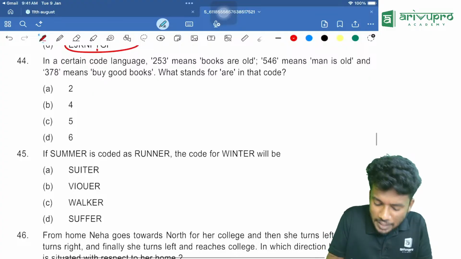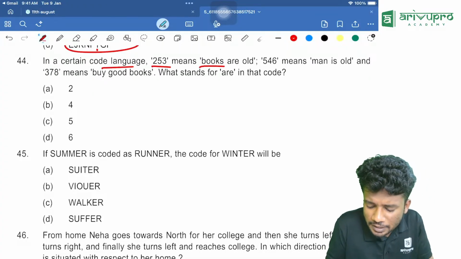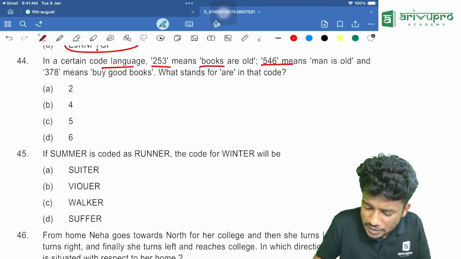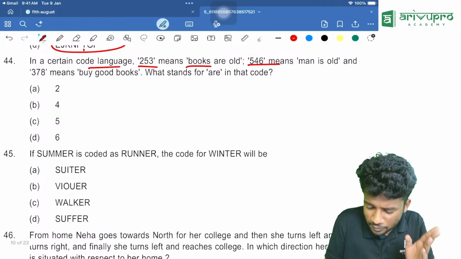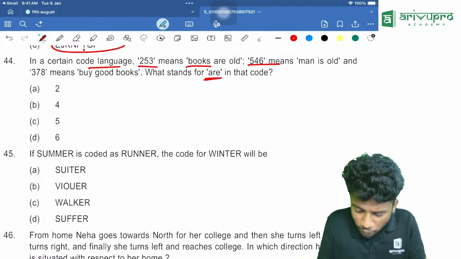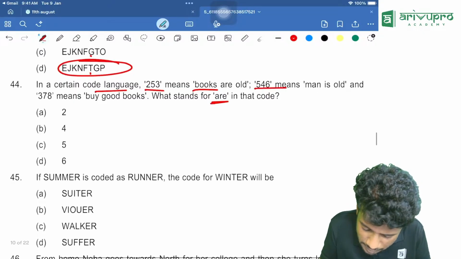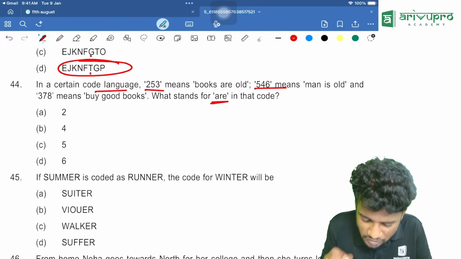Next one. In a certain code language, 253 means books are old. 556 means man is old. I am not going to read it all. We are going to find what is the code for R. Now, R is in which line? R is in the first line itself.